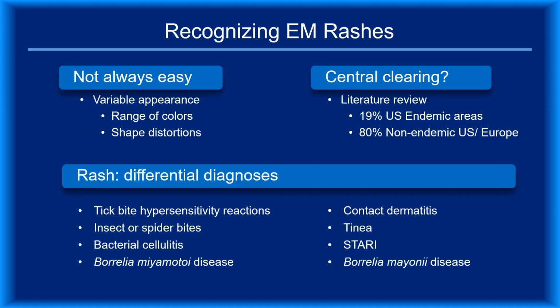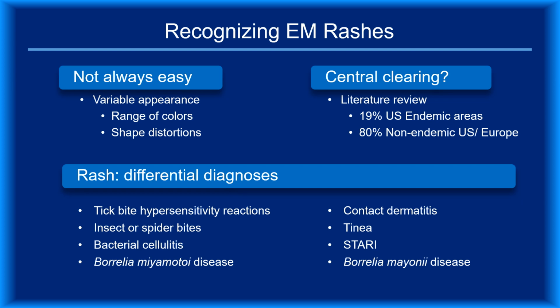Even when present, EM rashes may not be instantly recognizable because the appearance of the rash varies from patient to patient. The range of potential colors is wide, anything from a faint salmon to a deep scarlet, and its location on the body may distort an EM shape.